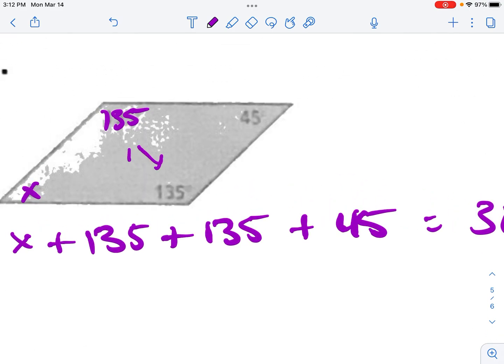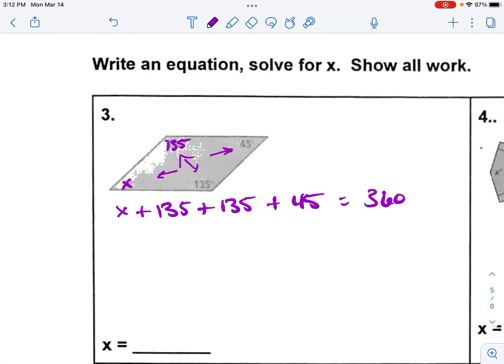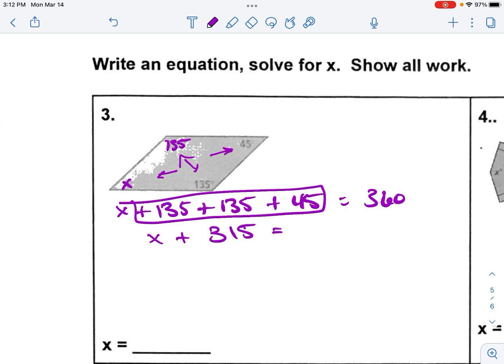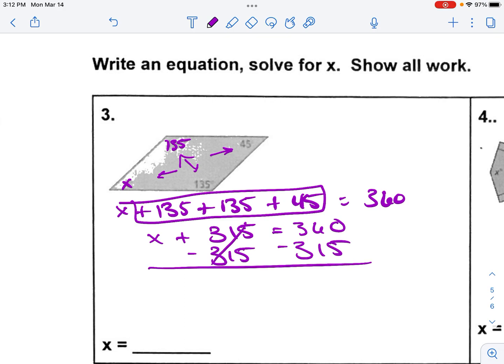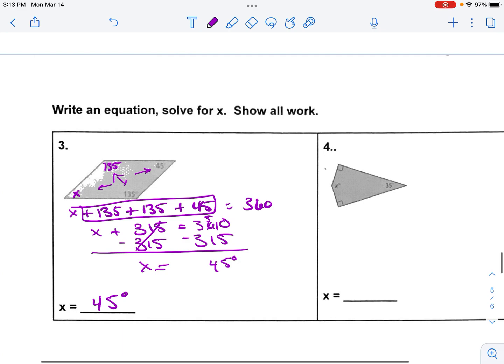Guys, we know that these opposite angles are going to be the same, but you're showing me your work. When you combine like terms, you're going to get x plus 315 equals 360, and show me the inverse operation. So x is 45 degrees. Okay.